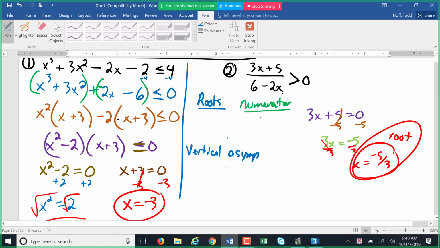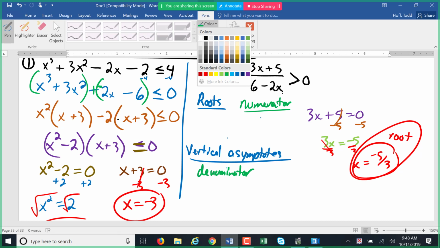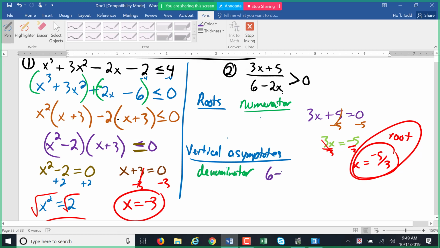So the numerator gives us the roots. The vertical asymptotes come from the denominator, and we find them by setting the denominator equal to 0. 6 minus 2x equals 0. We subtract 6. Negative 2x equals negative 6. And we divide by negative 2 to get that x equals 3 is a vertical asymptote.